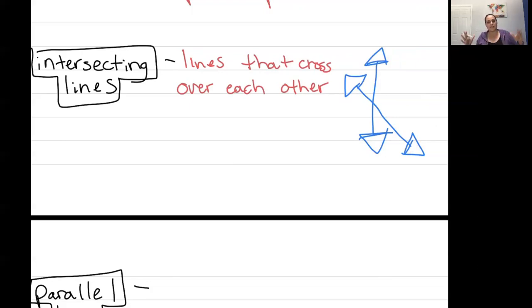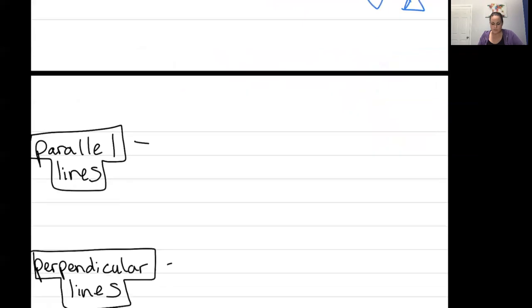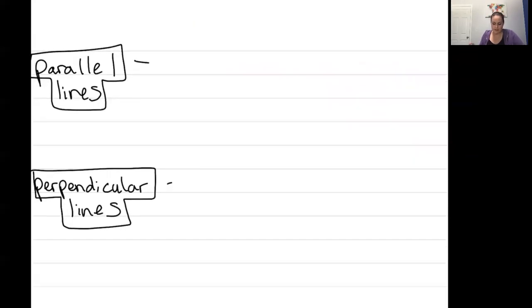But as they get less and less wonky or less and less weirdly connecting, they become some other kind of line, and we'll get to that in a minute. So intersecting lines cross over each other. The other type of line that we're going to talk about is a parallel line. And parallel lines, this one may be a review for some of you. Parallel lines are lines that never, ever cross.